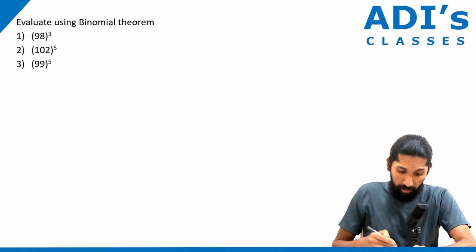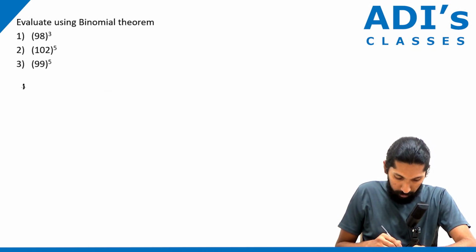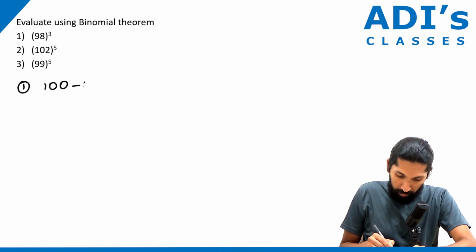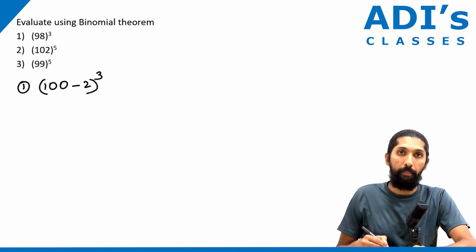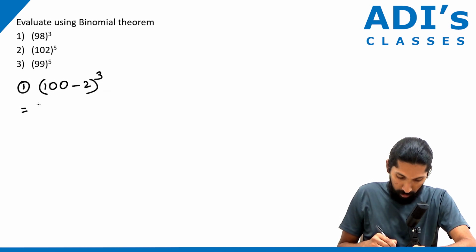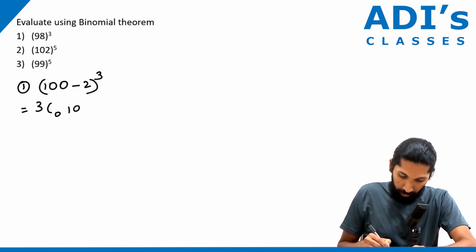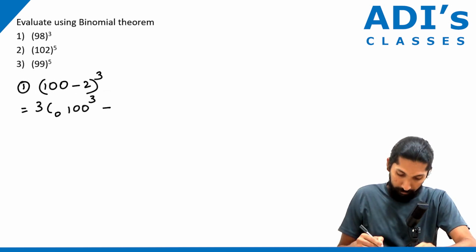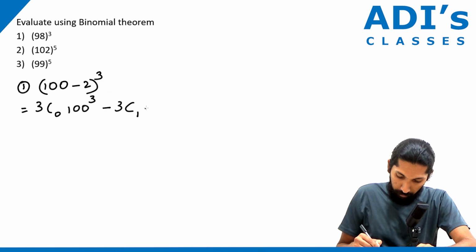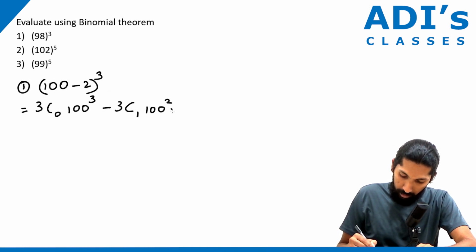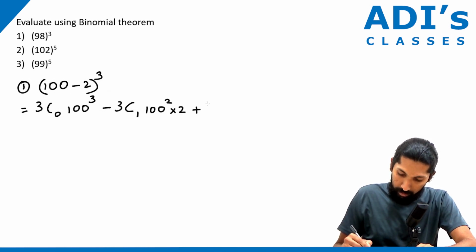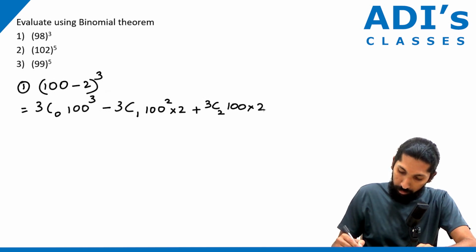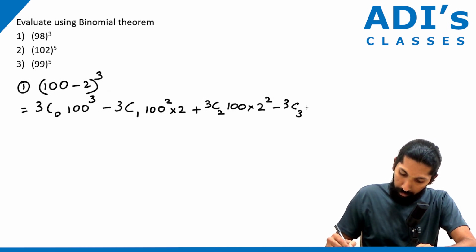So what you have is 100, so the first one, 100 minus 2 whole cube. This is going to give us 3c0 into 100 cube minus, there is a negative sign, right? 3c1 into 100 square into 2 plus 3c2 into 100 into 2 square minus 3c3 into 2 cube.